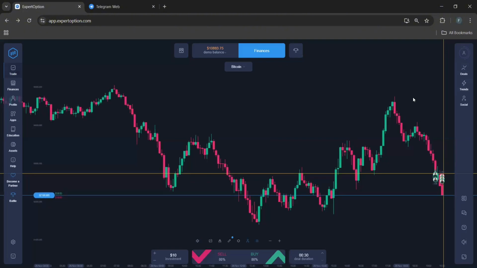Now, another thing I need to tell you guys, if you want to be taking the signals, please take note of this. Ensure that you put a specific ringing tone for that particular group, such that immediately it drops, immediately you see that the signal drops, you're already on your app and you place the trade immediately.